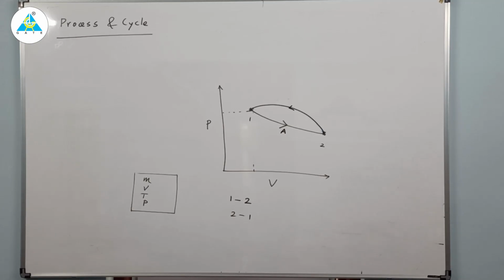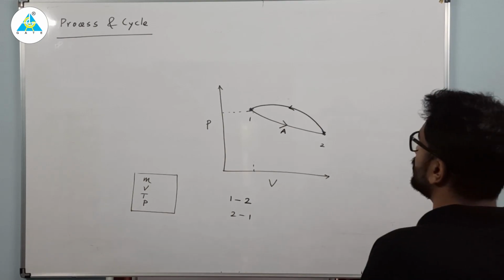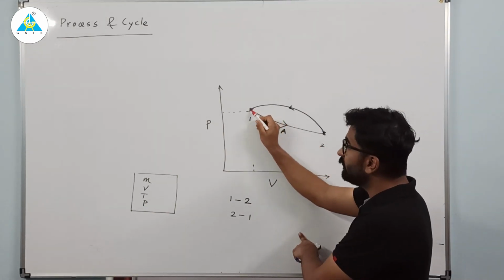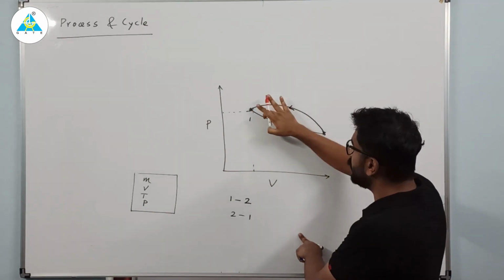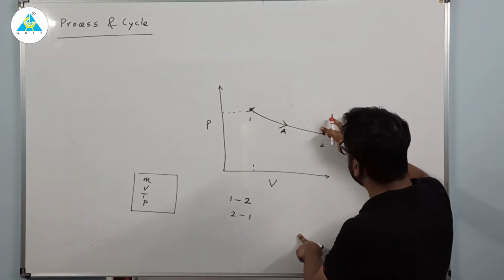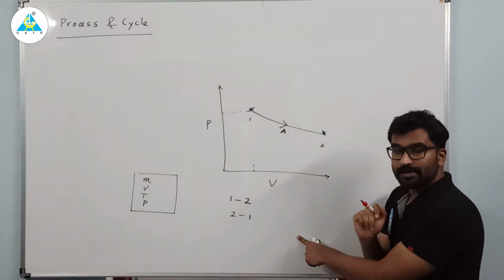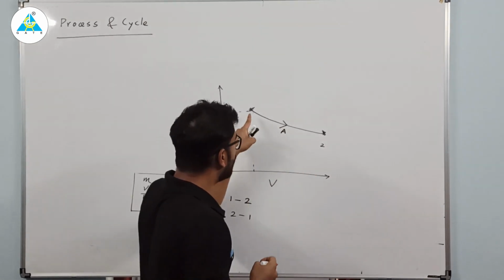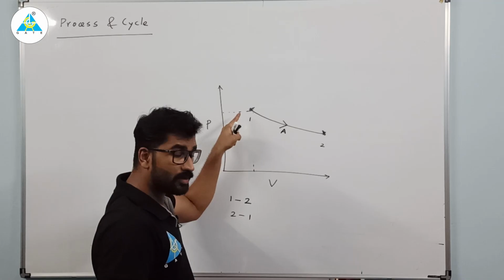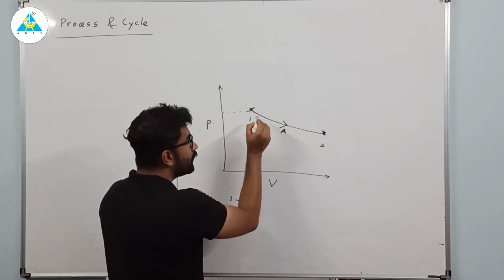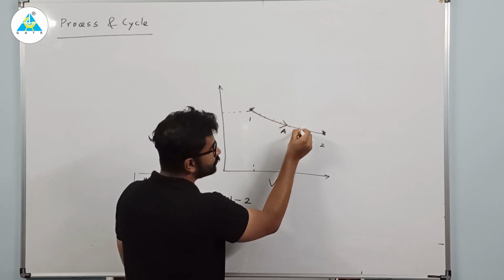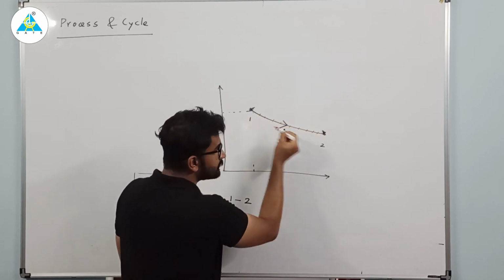One minute, let me take another color pen. So the series of points, right? So a series of states, we can say, from point 1 to 2. If I take this one back, I am interested in the process 1 to 2. So we are starting from state 1 and finally reaching state 2. So the series of states through which the process is changing, right?